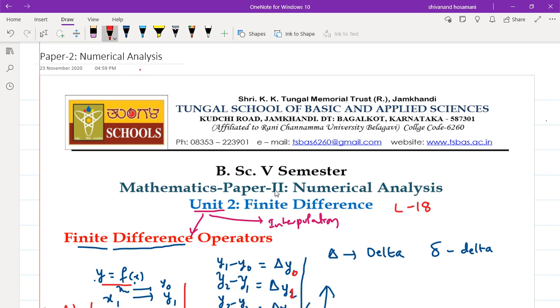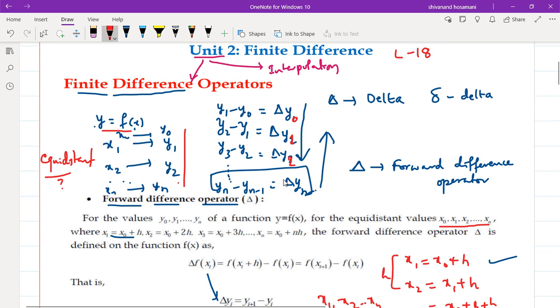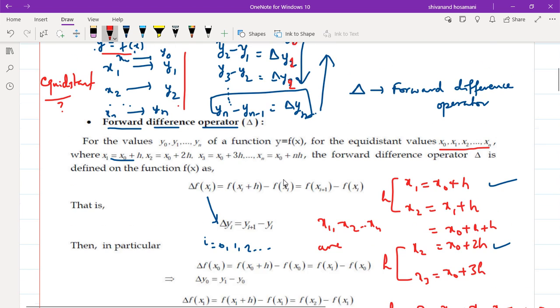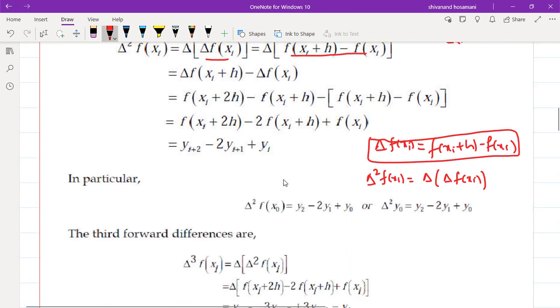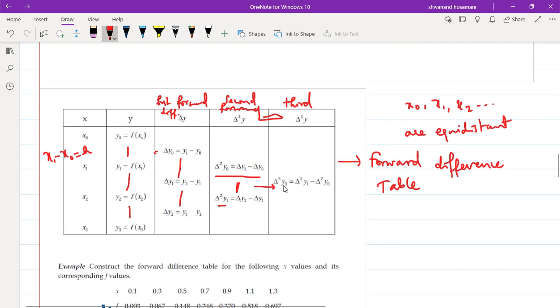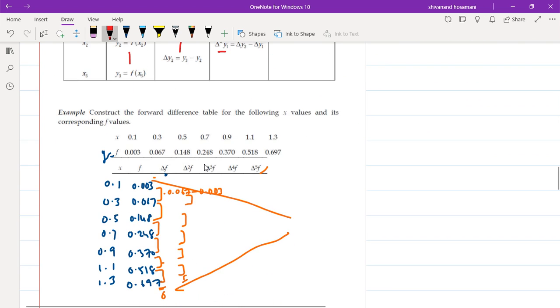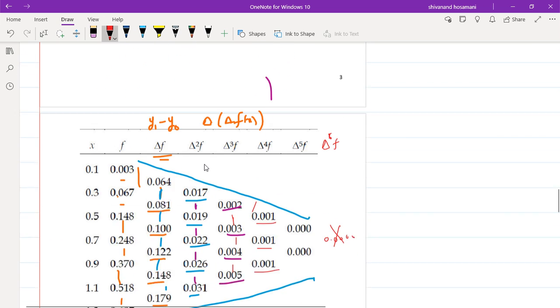In the last lecture, we have started unit 2, that is finite difference operators. We have seen the forward difference operator, and the second forward difference operators, third and fourth and so on, nth difference operators, leading differences, and we have seen the forward difference table, and we have seen some examples also.